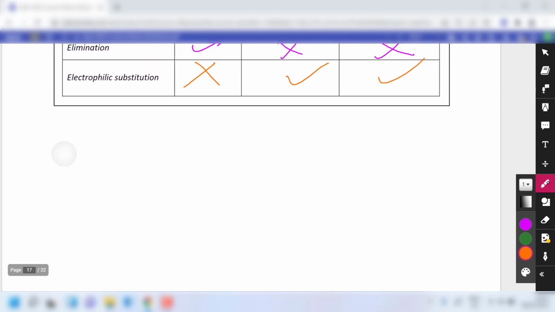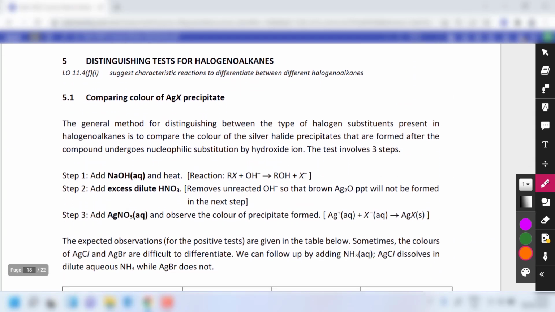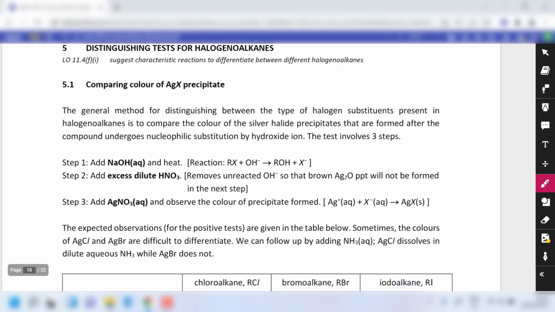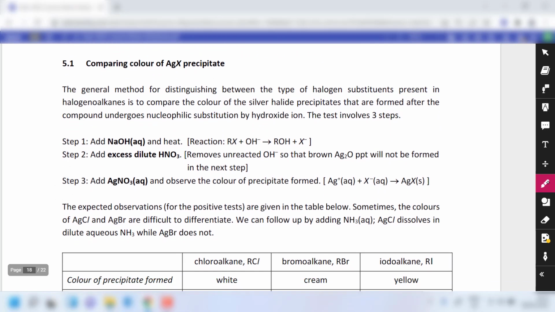Alright, then we'll move on to the next section, which is on distinguishing tests. This particular section is very useful for laboratory work, so I will probably spend a little bit of time on it so that you know exactly what is going on. First of all, we need to compare the color of the silver halide precipitate.